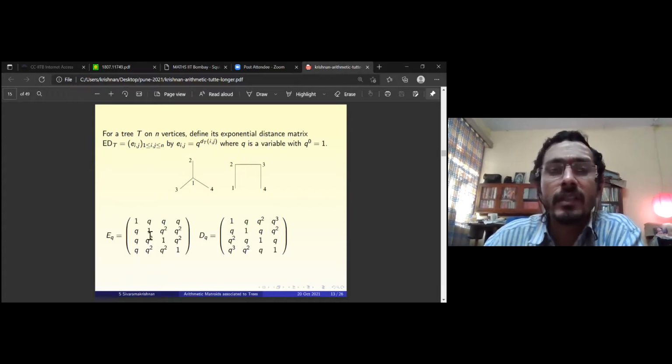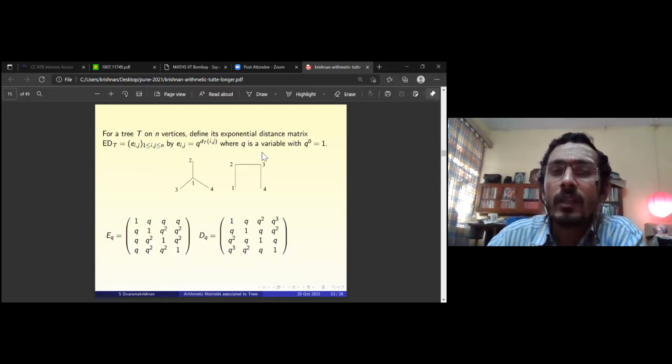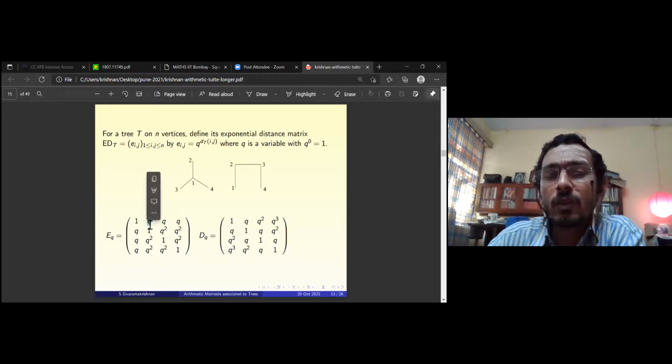So here are the exponential distance matrices associated to the tree on the left, which gives this EQ, and to the tree on the right, which gives this DQ. For EQ, because it's a star, all diagonal entries will be 1, since it will be q to the 0. The distance between a vertex and itself is 0, so q to the 0 will be 1. And likewise here you get q to the 1, q to the 1, and so on.